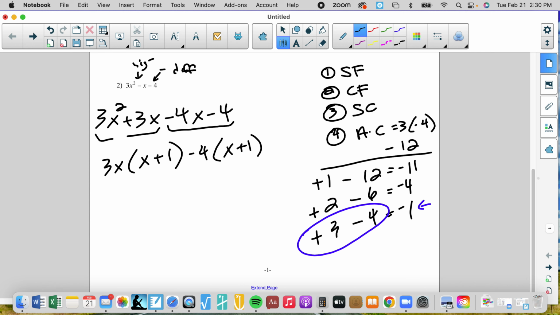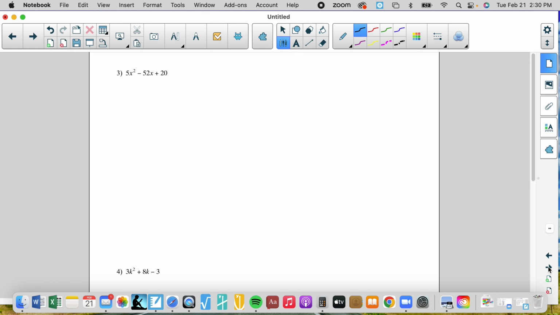We can check real quick. Negative 4 times x is negative 4x. Negative 4 times 1 is negative 4. It takes 2 seconds to check back to make sure you did it correctly. I have the same in the parentheses. I'm going to pull that out, and I'm left with 3x minus 4. That's how fast we can do these.